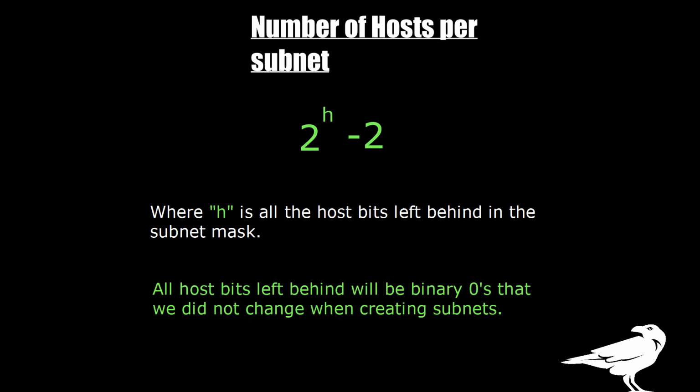Now please be aware we have to remember to minus 2, because every subnet we create has a network address and a broadcast address. And those 2 addresses we cannot give out to hosts. So the more networks we create, the more minus 2 addresses we're going to have. But that is the trade-off for subnetting.